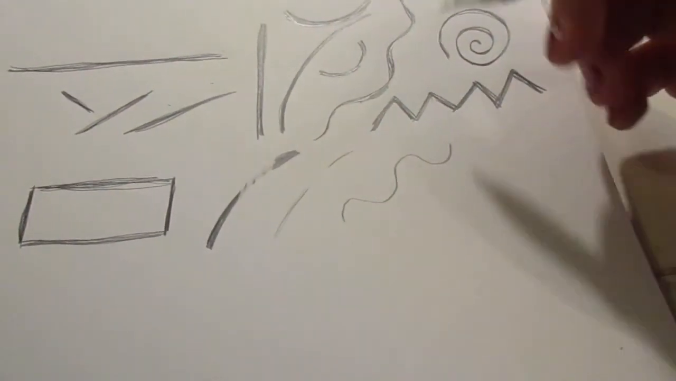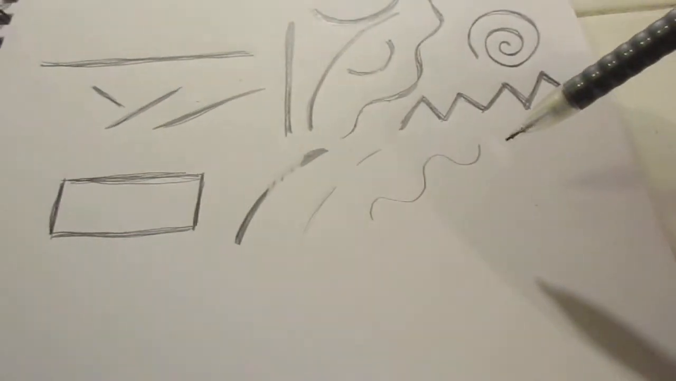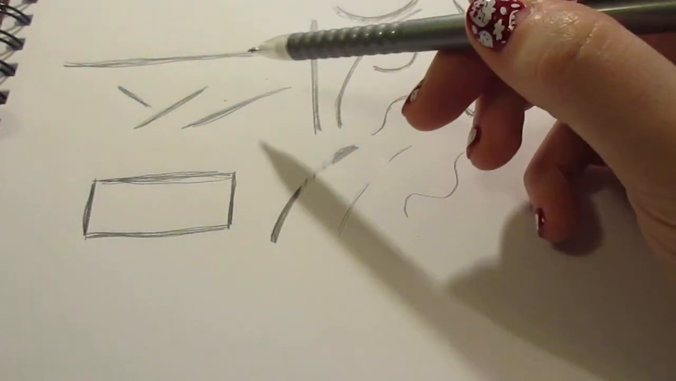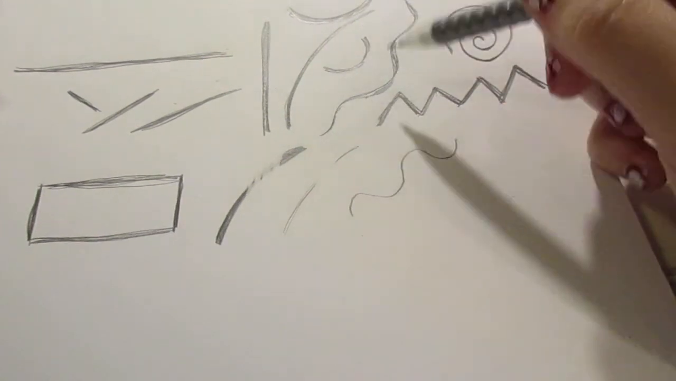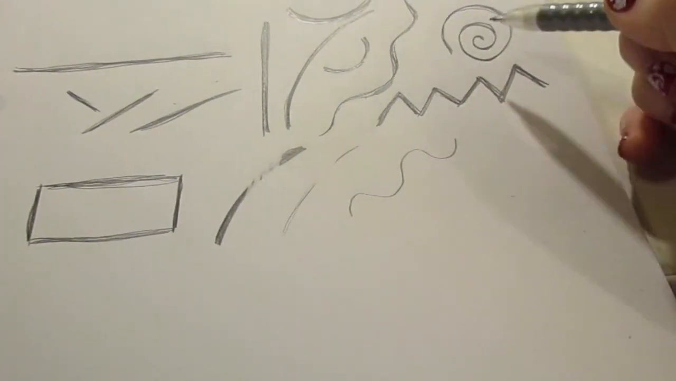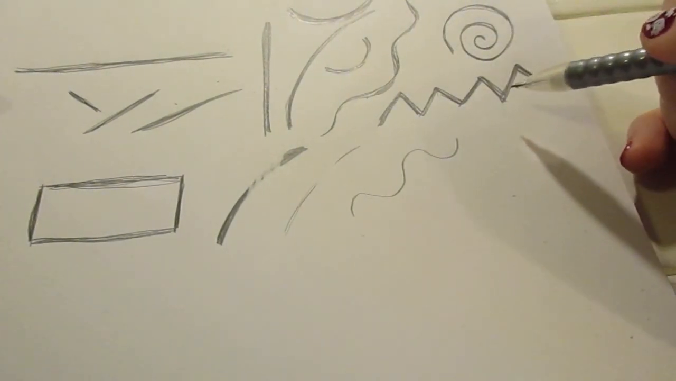So practice drawing your soft lines and try all the different styles. Straight, horizontal, vertical, diagonal, curved, squiggly, curly Q, and zigzag.